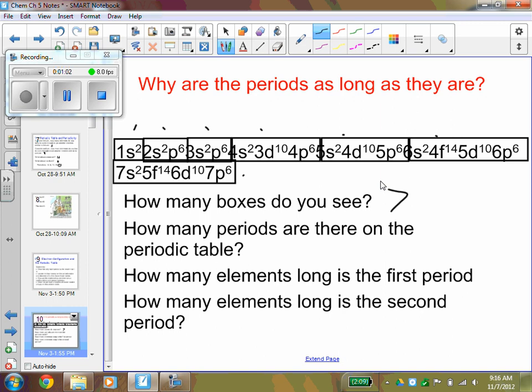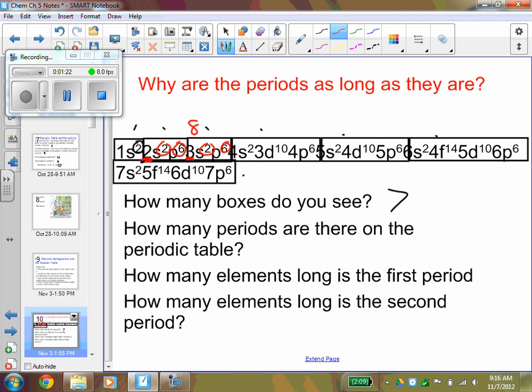How many elements are in the first period? There are 2 elements. Notice that there are 2 electrons to fill those 2 elements. How many elements are in the second period? I'm on the second period here, and there are 8 elements. The third period also has 8 elements, and there are 8 electrons to fill those 8 elements.